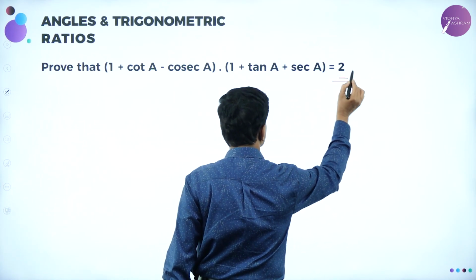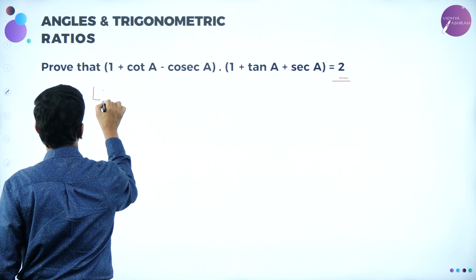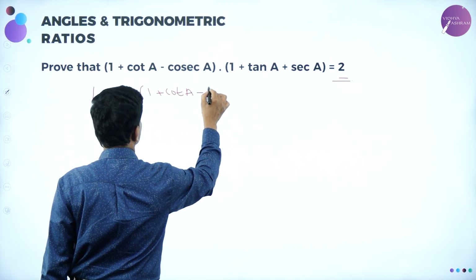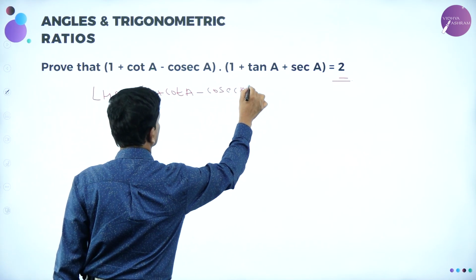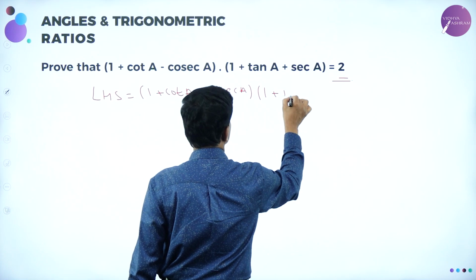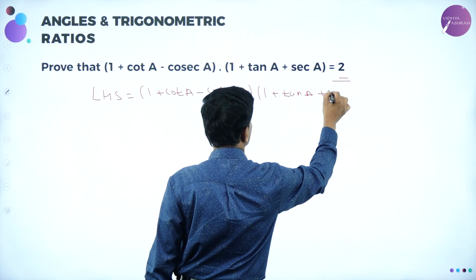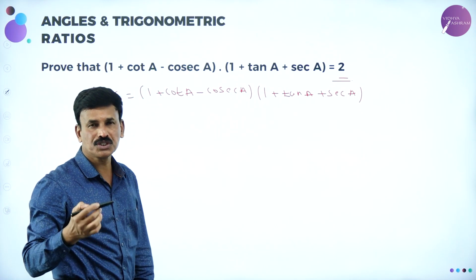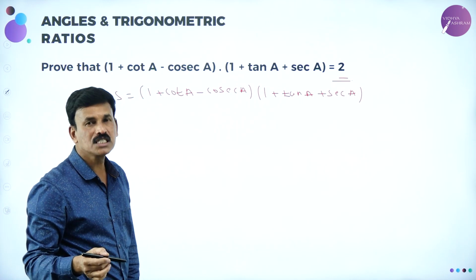What is the answer? This is 2. Now, let us take LHS. What is LHS? LHS is (1 plus cot A minus cosecant A) into (1 plus tan A plus secant A). Now, use the quotient relation as well as the reciprocal relation.